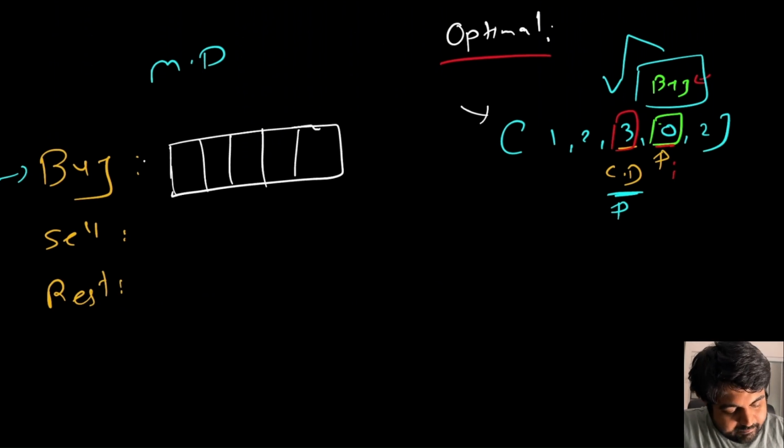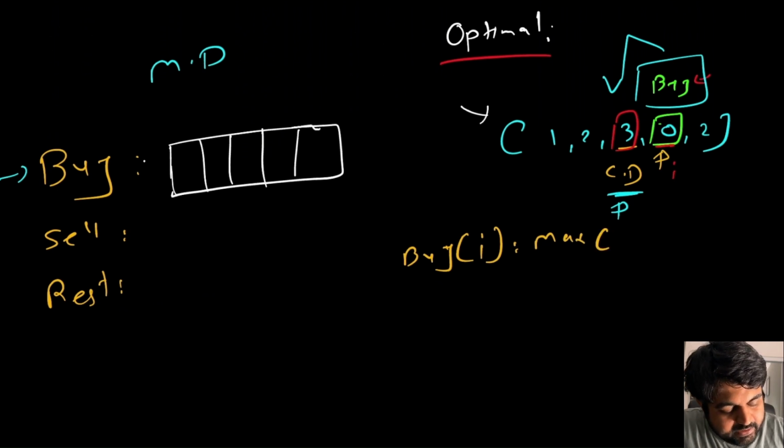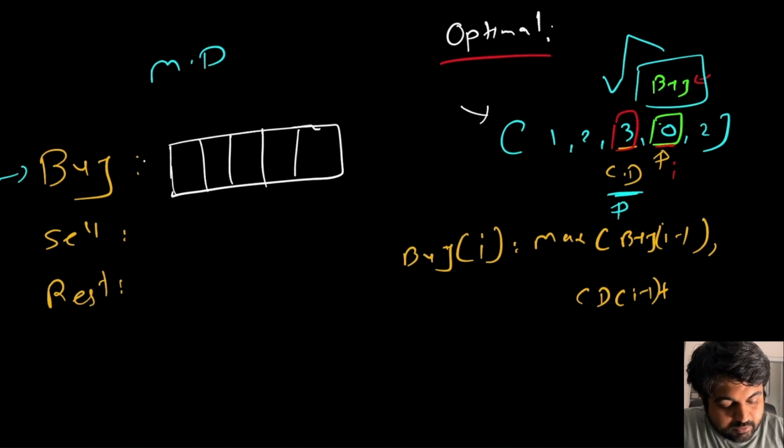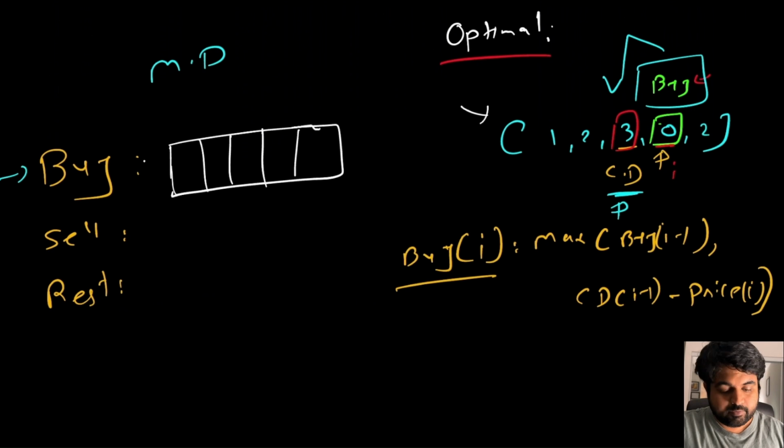So the mathematical equation for the maximum profit if I decide to buy on the ith day is a comparison of two elements: the max between buy of i minus 1, which is the maximum profit on the previous day, and the cool down profit on the previous day minus the price on the current day. This is going to be our mathematical equation for our buy formula.